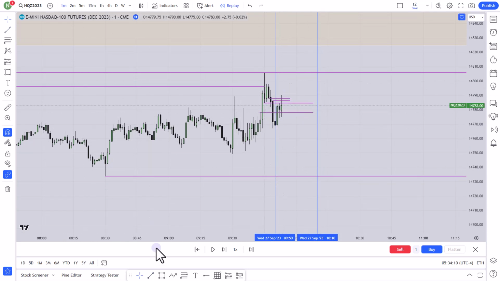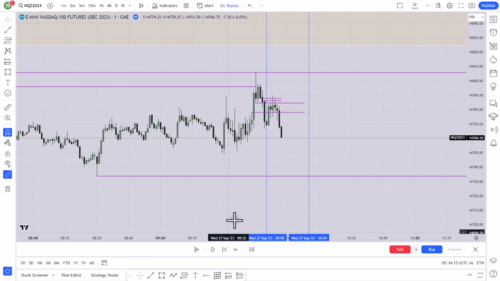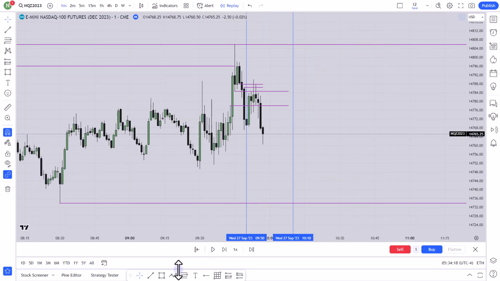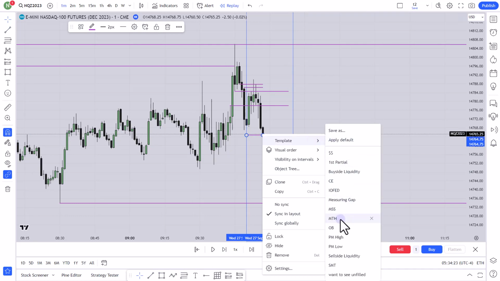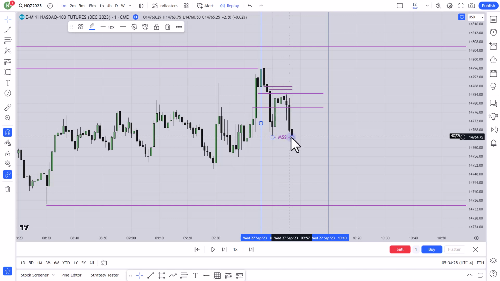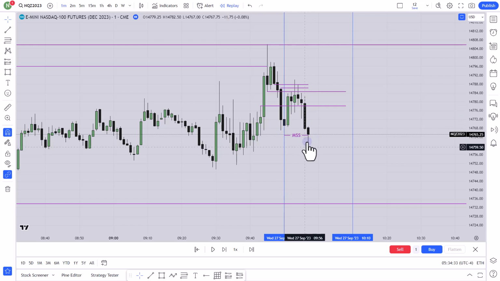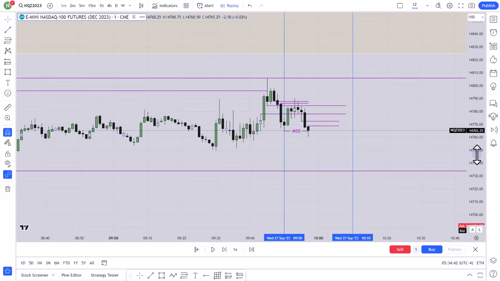Now it gave me the market structure shift. Do you see, guys? This market structure shift is very energetic, and you see this low. This is the market structure shift. So when you will see this type of market structure shift, you can easily expect that market will go lower. This is the easiest thing of this macro. That means when you will see the market structure shift, you can easily expect that market will go lower.